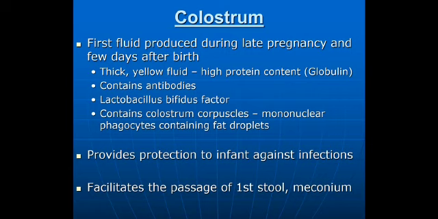The first fluid produced during late pregnancy and a few days after birth is called colostrum, which is a thick yellow fluid with a high protein content, mainly globulin, which contains antibodies. It is the immunoglobulin IgA, lactobacillus bifidus factor. It also contains colostrum corpuscles, which are nothing but mononuclear phagocytes containing fat droplets. As I told you, it contains protein, lactose, lactoferrin, oligosaccharides. It provides protection to the infant against infection. It facilitates the passage of the first stool, which is called meconium.